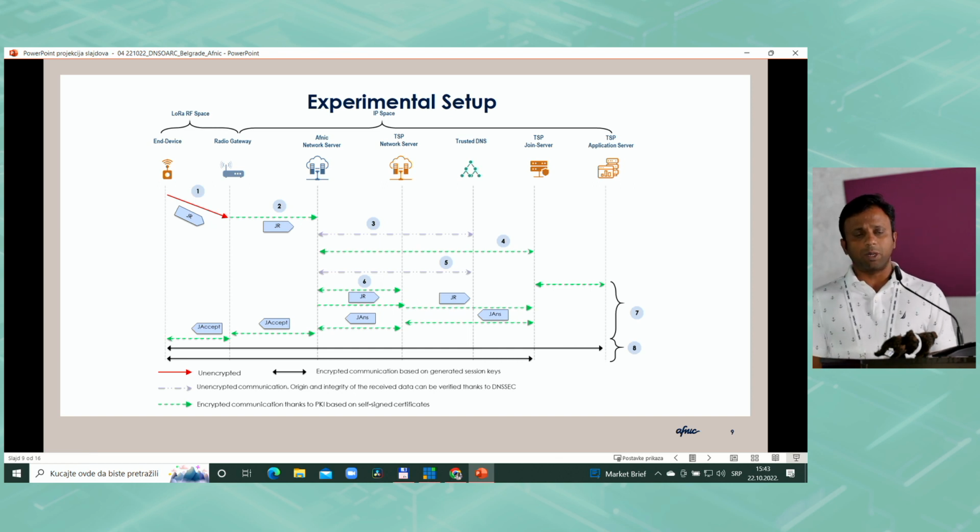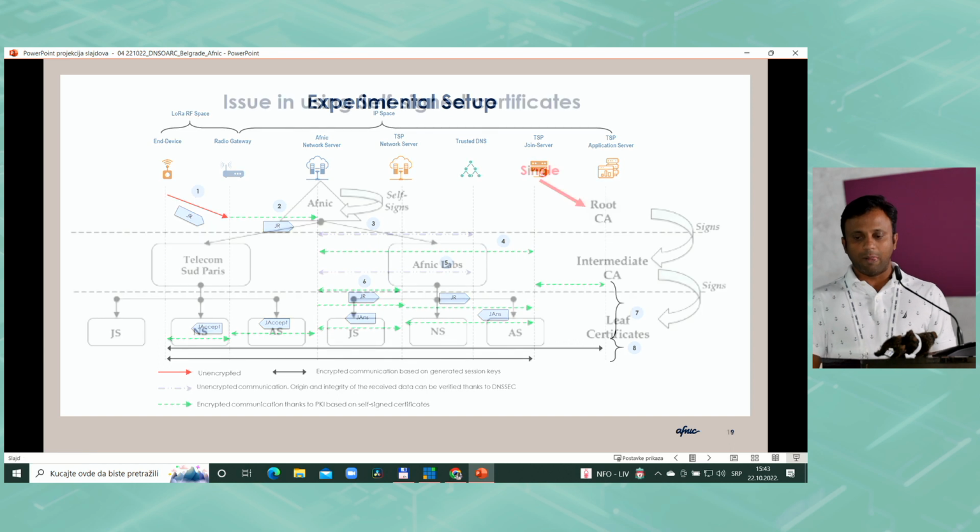We did an experimental setup with a university. I'm not going through the complete architecture, but here, for example, when the device starts bootstrapping, it sends a join request, and in the join request you have a JoinEUI and other information. The network server takes the JoinEUI, converts it into a domain name, and looks at the DNS to identify the join server. So that's how it is done here. I'm not going through the complete setup.